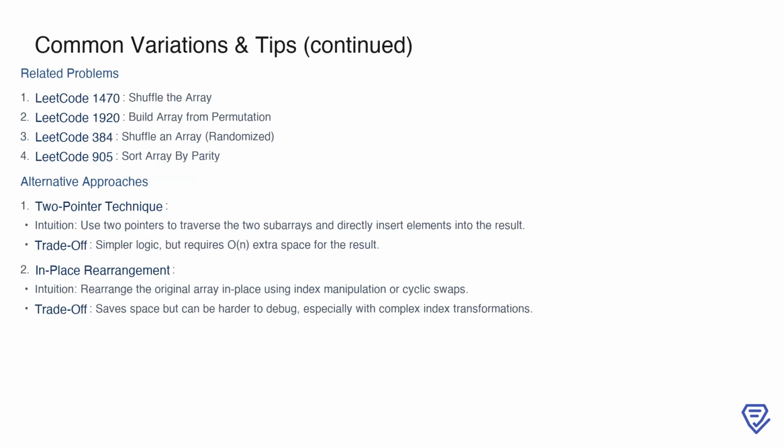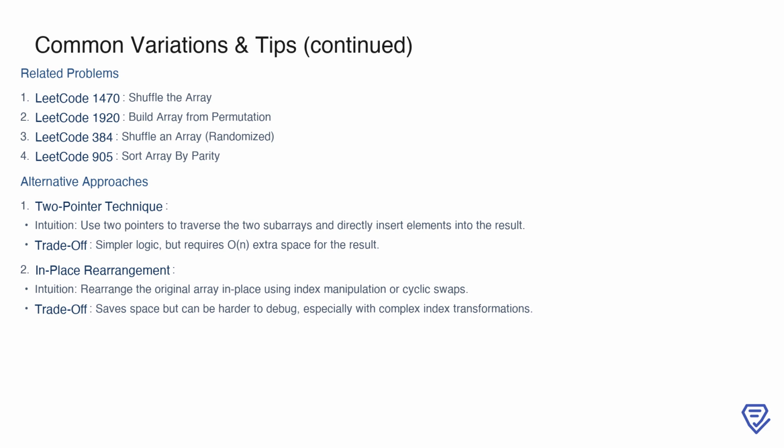Shuffle problems are closely related to several other common array manipulation tasks. For example, LeetCode 1920 challenges you to build an array from a permutation, while LeetCode 384 involves shuffling an array randomly. Another related problem is LeetCode 905, which asks you to sort an array by parity. Exploring these problems can deepen your understanding of array rearrangement techniques.